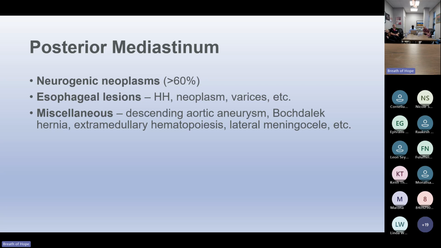Posterior mediastinum. So this is always very interesting. I think I haven't seen much of it, because most of them, the neurologists or neurosurgeons, they tend to present with neurogenic neoplasm in 60%. Esophageal lesions, where you have hiatus hernia, I think that's mostly what we see. Neoplasm, varices, and extra. Miscellaneous will be, of course, your descending aortic aneurysm, hernia, extramedullary hematopoiesis, and lateral meningocele.